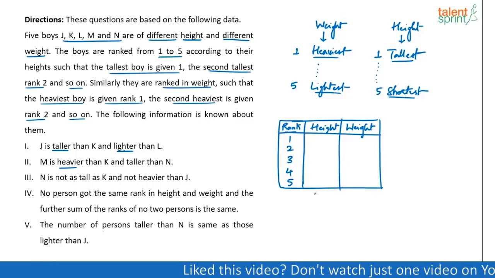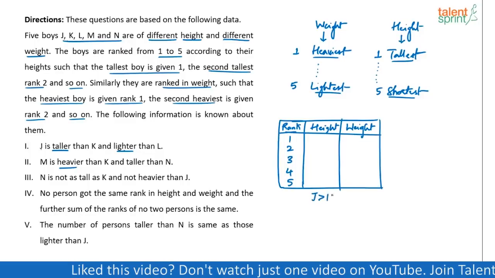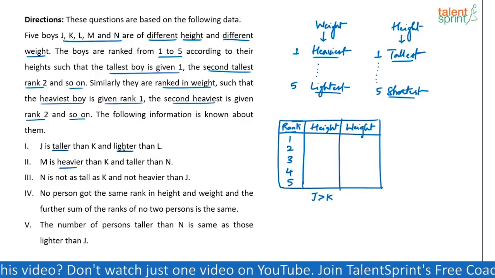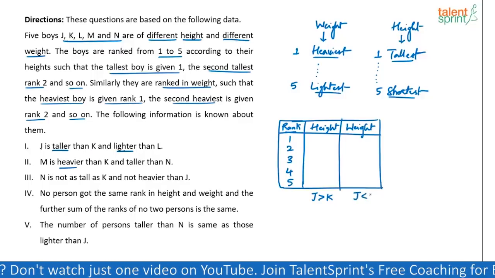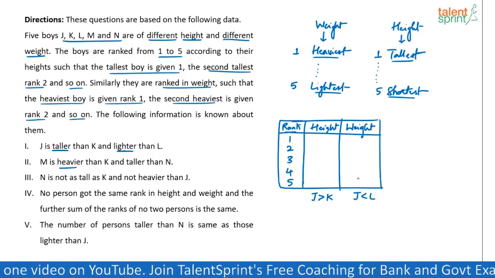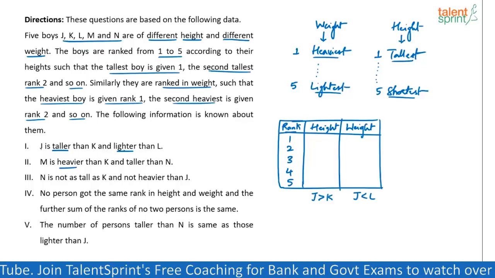So J is taller than K meaning what? It is about height, so I'll write under this. J is taller than K, J greater than K. And lighter than L. J is less than L in terms of weight. So J's rank will be lower with respect to L. J's rank will be higher with respect to K in terms of height.